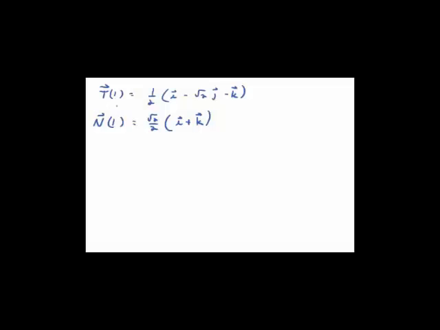So if you got T of 1 as this guy, 1/2 i minus radical 2j minus k, and that 1/2 is on the outside times the entire vector. You've got N of 1 as radical 2 over 2 times i plus k, and it turns out that the binormal vector, it does turn out to be a unit binormal vector, by the way, it's 1 unit long. B of 1 will be the cross product of T of 1 and N of 1.